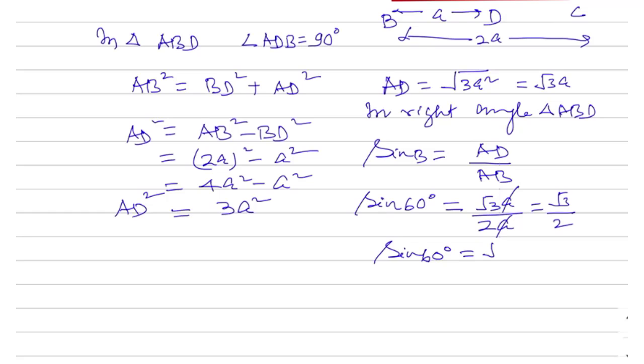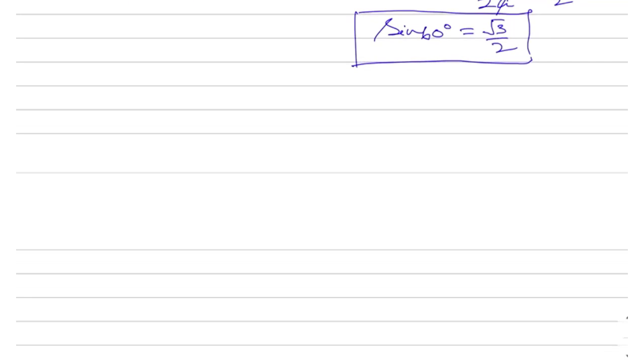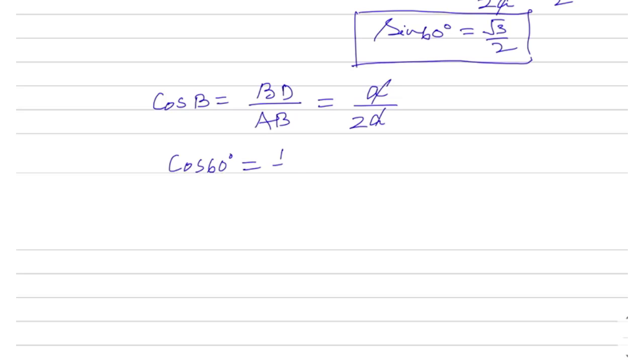Therefore, sin 60 degree is equal to root 3 by 2. Similarly, we have to find cos 60 degree. Cos B is equal to base upon hypotenuse, that is equal to BD upon AB. Therefore, cos B is equal to A upon 2A. A is cancelled out, so cos 60 degree is equal to 1 upon 2.